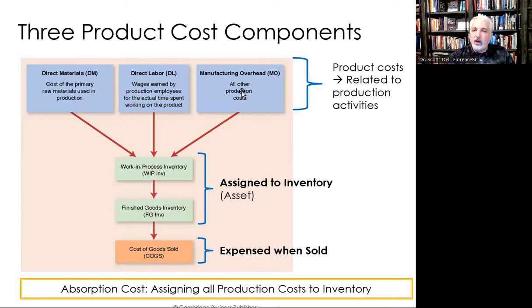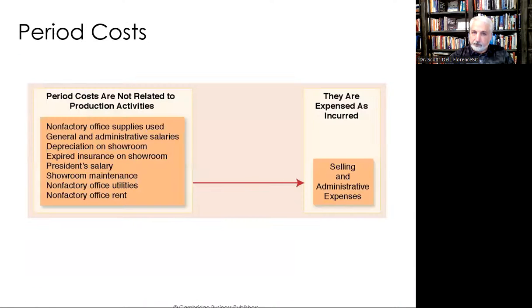So all these costs, direct materials, direct labor, and manufacturing overhead, go into the work in process inventory. Then the work in process is finished, goes into finished goods, and when we sell the stuff, we move it over to cost of goods sold. And as it mentions here, it's expensed when sold.